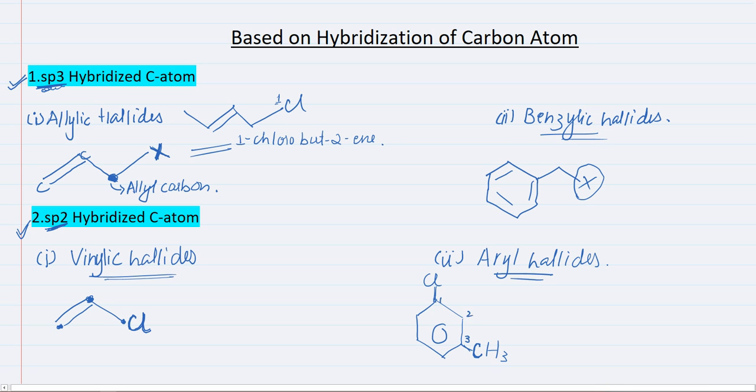Now this is your aryl halide because these are compounds containing halogen atoms bonded to sp2 hybridized carbon atom. Why is this carbon atom sp2? Because it is attached to 3 particular atoms, 1, 2, as well as your third hydrogen atom. Okay, that was about your classification of these compounds. In the next video we'll talk about the IUPAC nomenclature.